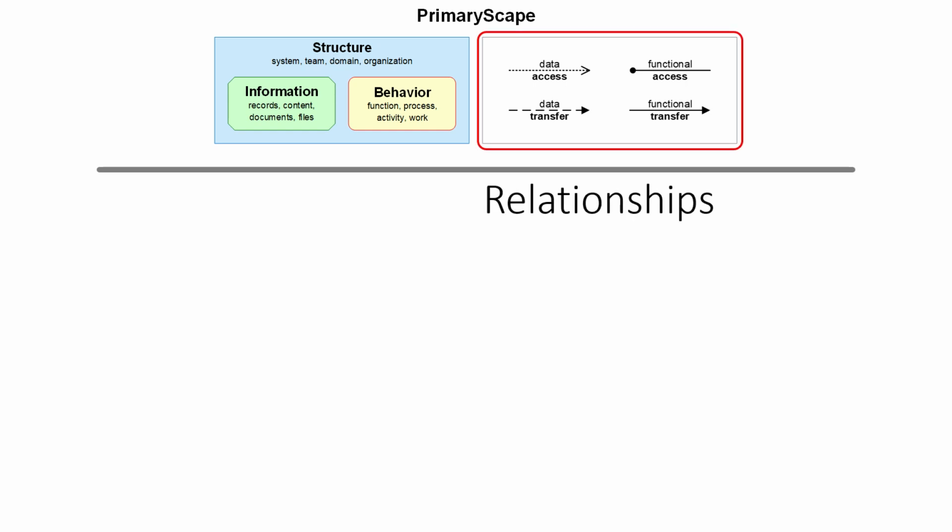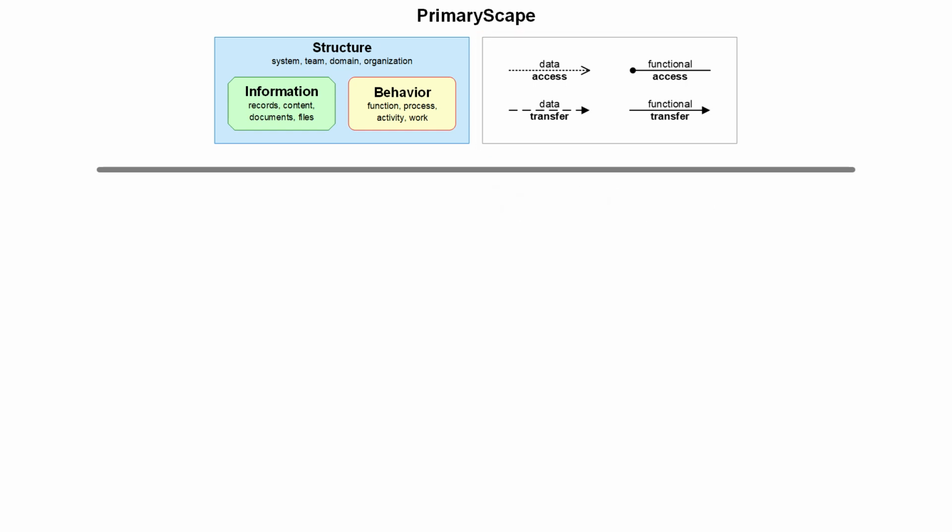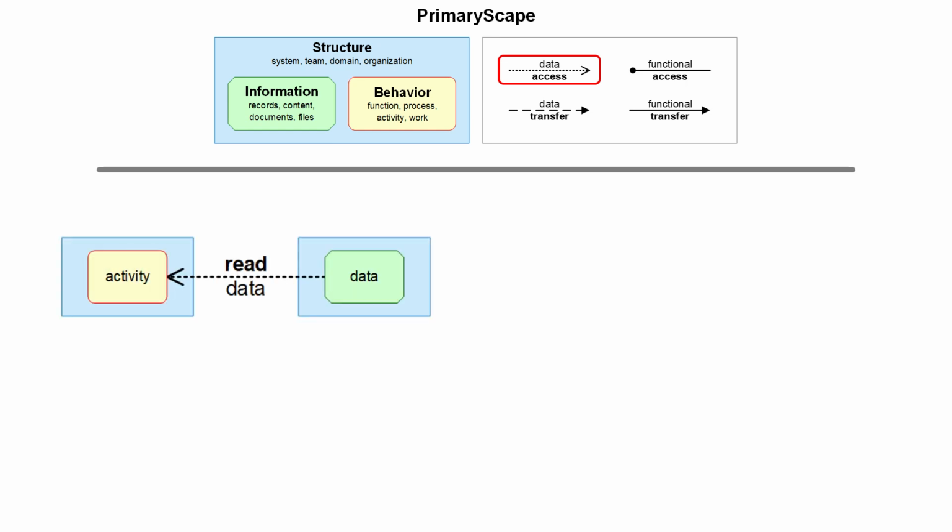Now let's go through the relationships. Let's start with the data access relationship. The data access relationship is using a dotted line arrow with an open arrowhead. The data access relationship is typically shown between an activity and information.